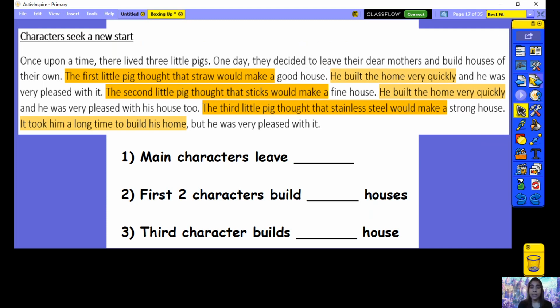So number 1, the main characters leave. Number 2, the first 2 characters build what kind of houses? And then thirdly, the third character, the third pig, builds what kind of a house? So pause the video here, have a think, and in about 6 seconds, I'm going to tell you what the answers are.